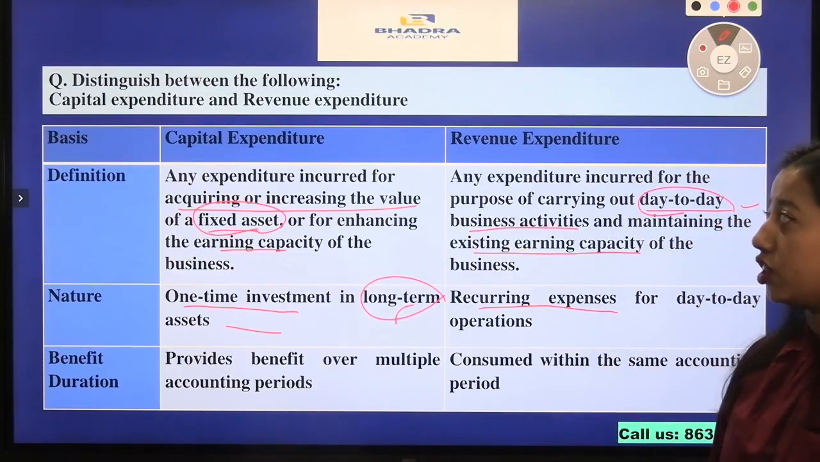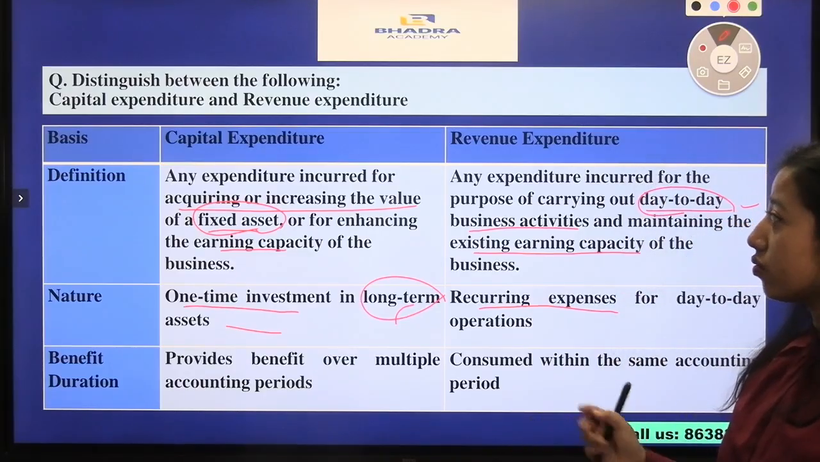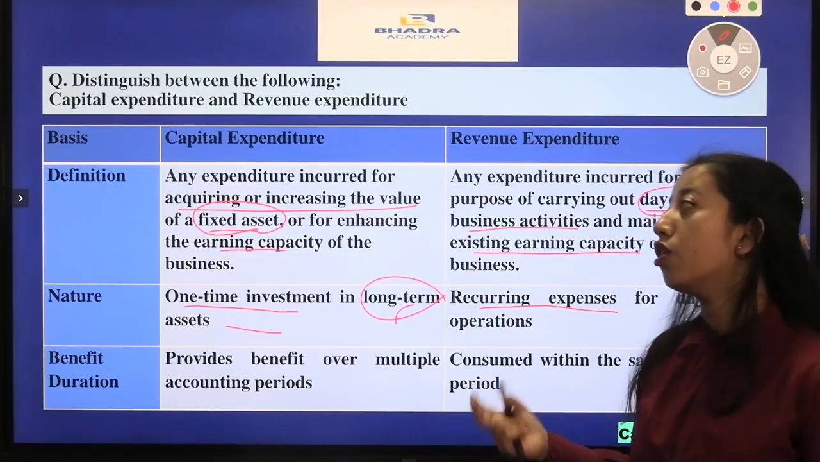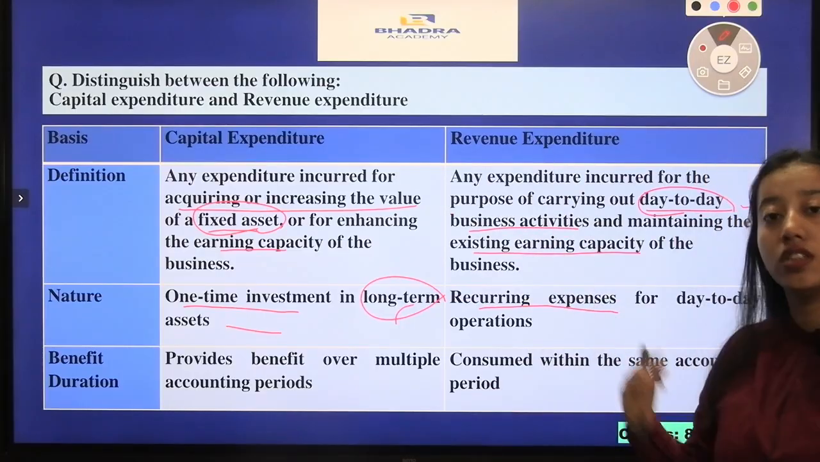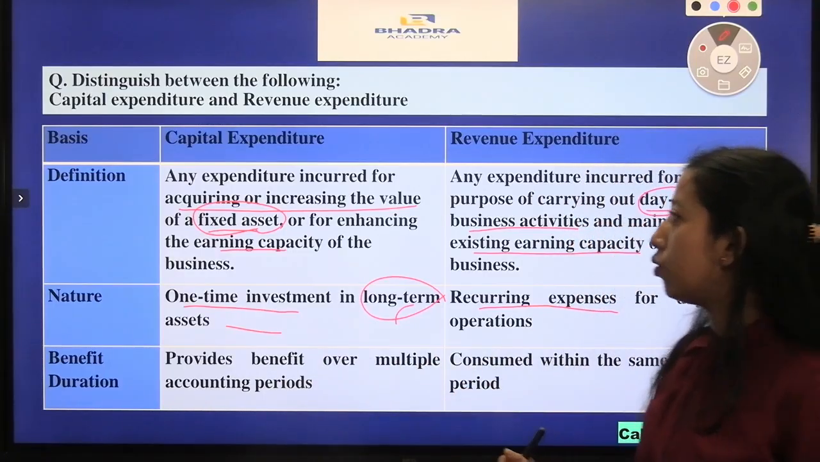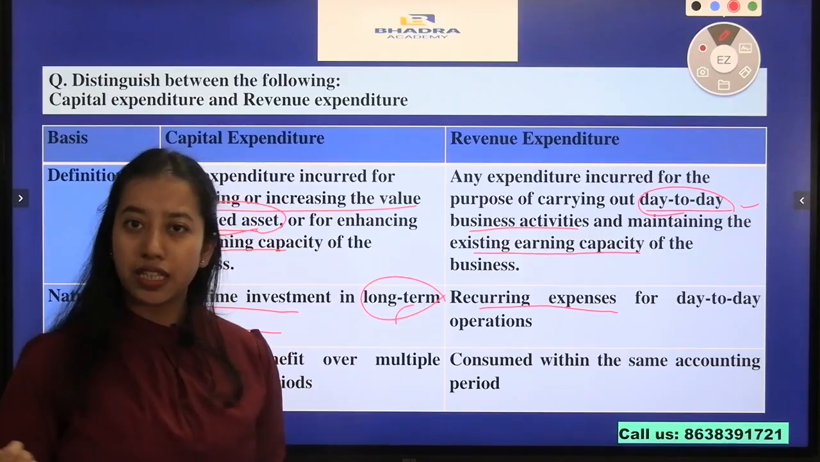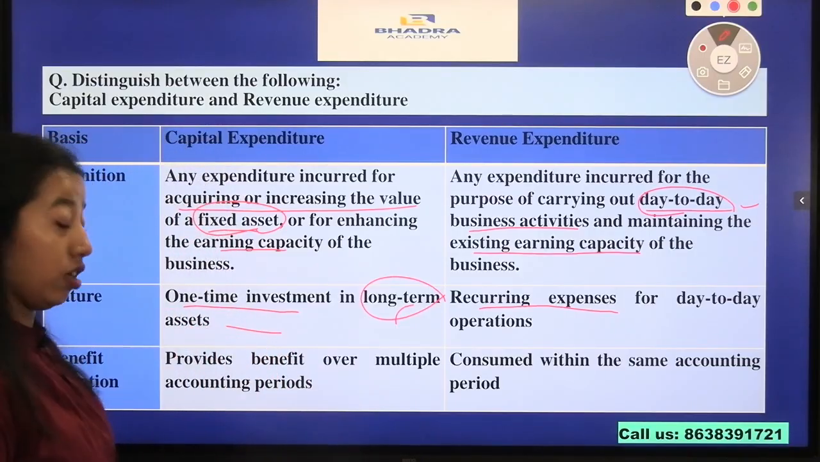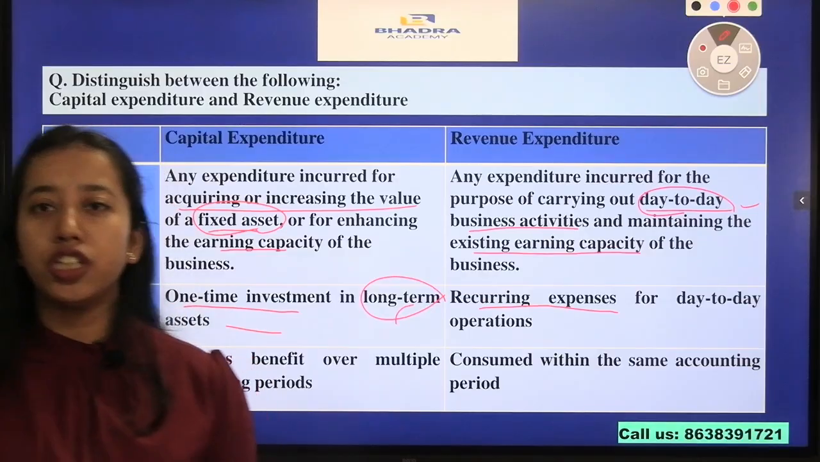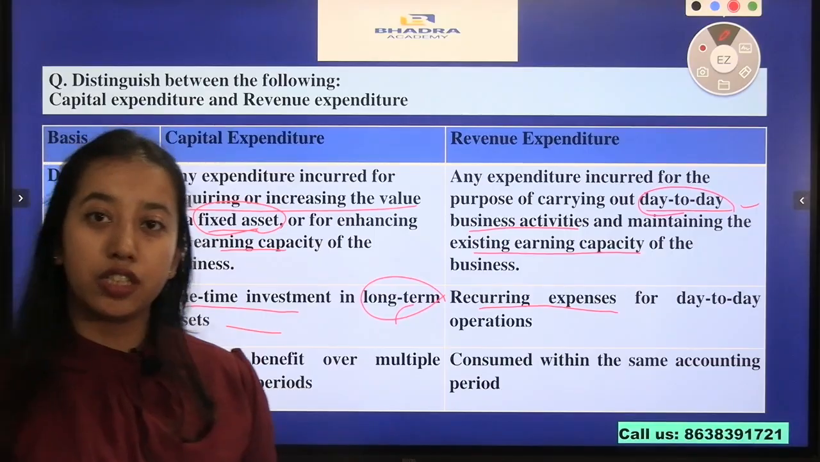The next point of distinction we have here is benefit duration. This point explains when the benefit of the expenditure is received by the business. Here it is said that capital expenditure provides benefit over multiple accounting periods. When a capital expenditure is made, for example, suppose machinery is purchased, that machinery will go on for a long time and produce goods for a very long time, and that will earn revenue for the business for a very long time.